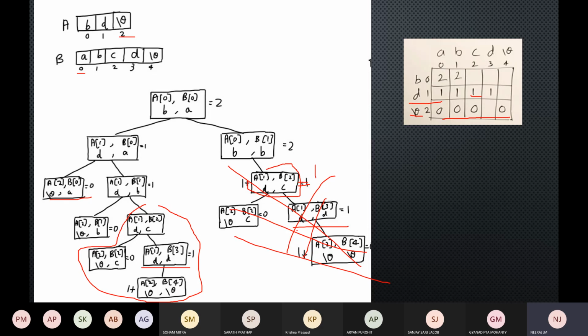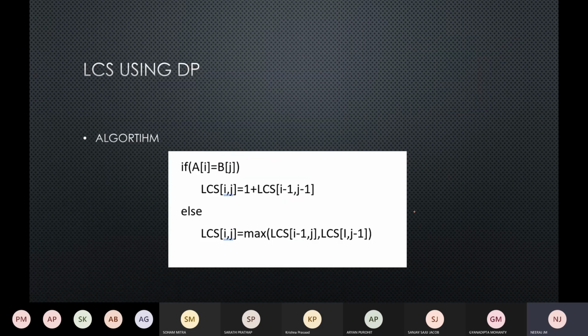Why go faster? Because what if this is only a subpart of your question? What if after using LCS, you have to use something else or perform something else? Obviously, the time complexity of this is nothing but M into N, because M searches into N searches. That's it. So what if you want it lower than this? How do you go? Use DP using tabulation.